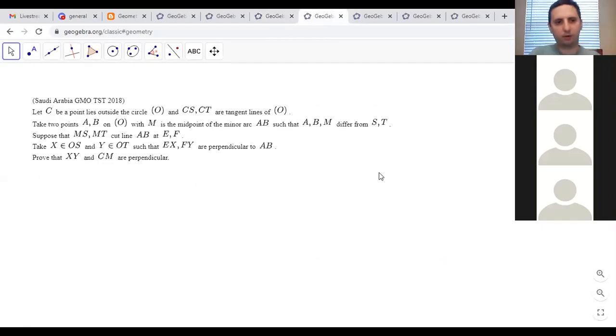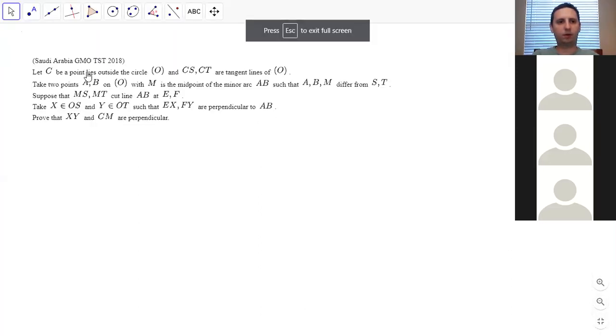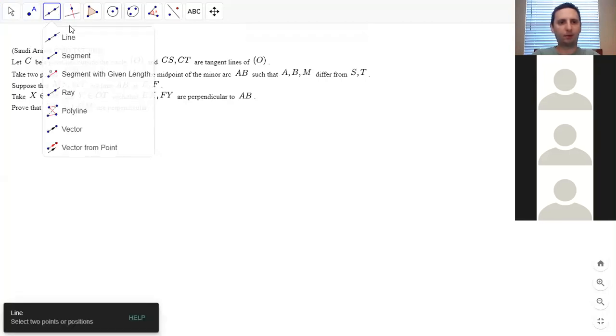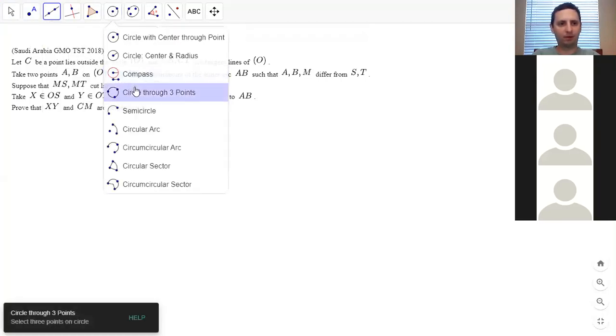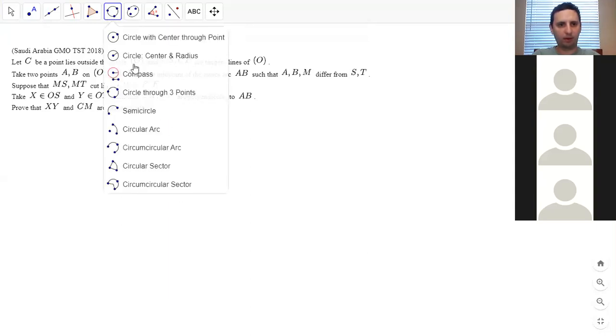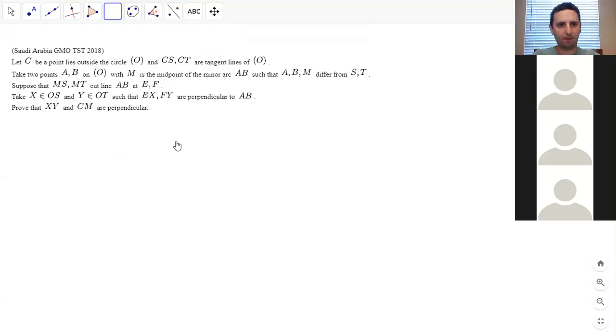Yeah, it's only 9:42, so those problems are a little bit easier. Let's see if this one's harder. I'm not sure how hard this one is. So we have a circle and we have 2 tangent lines to it, CS and CT.